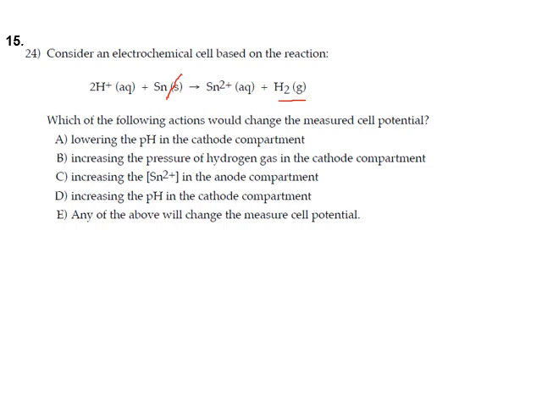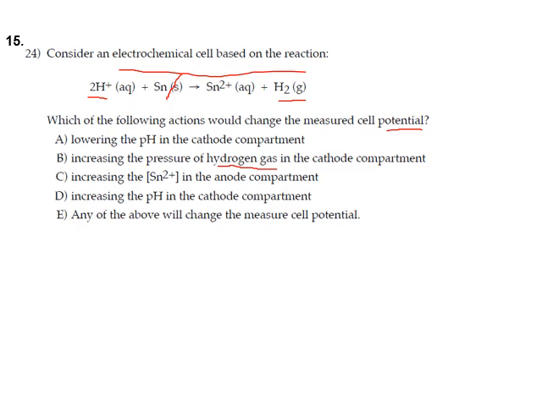A, lowering the pH, what would that do? It would lower the H+ concentration, which means it would change the concentration of a reactant, so that would change the potential. So again, anytime we change the concentration of a reactant or product, it will change the potential because it's changing the equilibrium. B, increasing the pressure of H2 gas will change the pressure of a product, or, I mean, it will also increase the amount of it. So that means it will drive the equilibrium to the left.